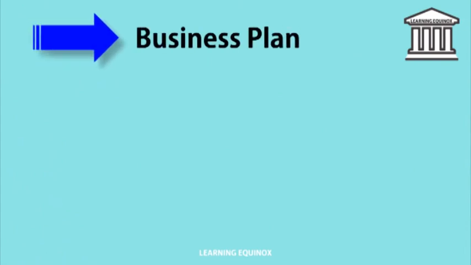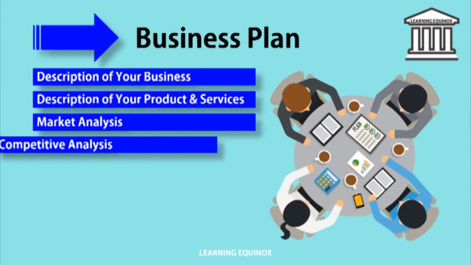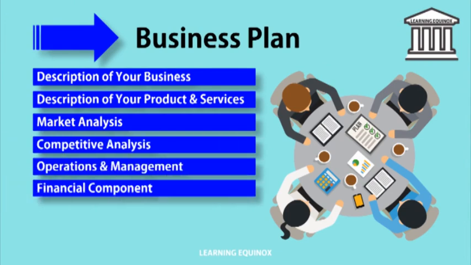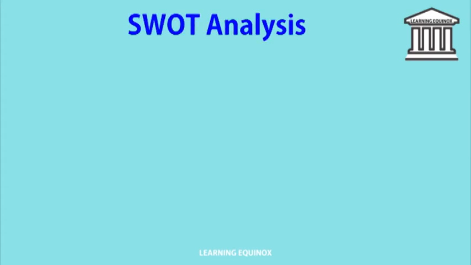A plan needs to detail out all the categories in terms of the business, the product, market, operations, and finance. Before we take out any idea into the market, or before we even go there and start selling, we need to do a SWOT analysis. SWOT refers to the strengths, weaknesses, opportunities, and threats.